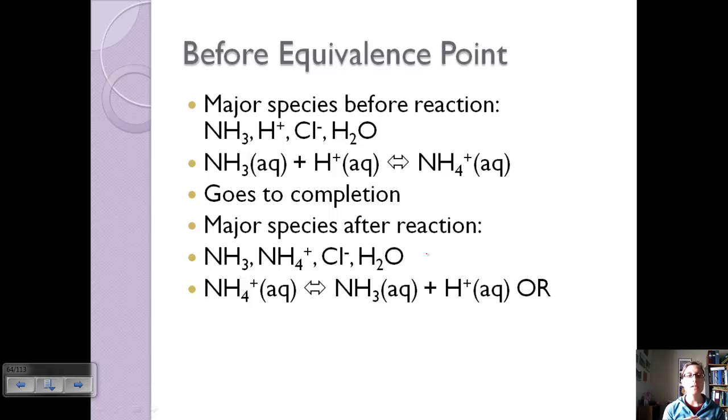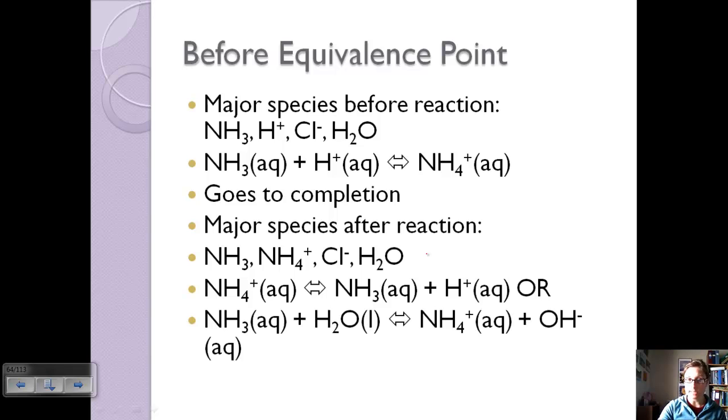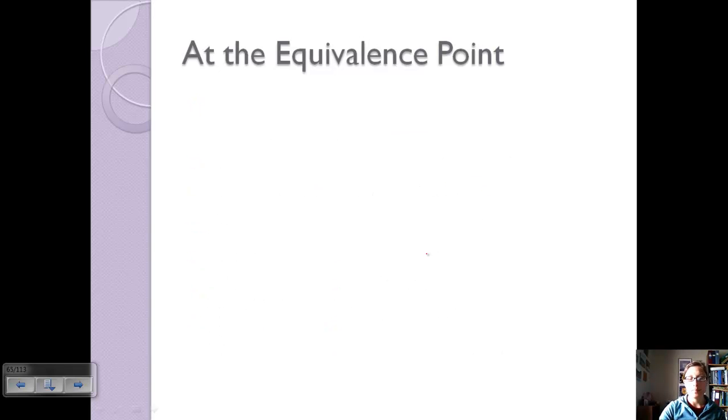And so if we look at what's going to actually participate, we have our ammonium going to ammonia and H+, or there's another reaction we could write. We could take the ammonia plus water, producing ammonium and the OH- ion.